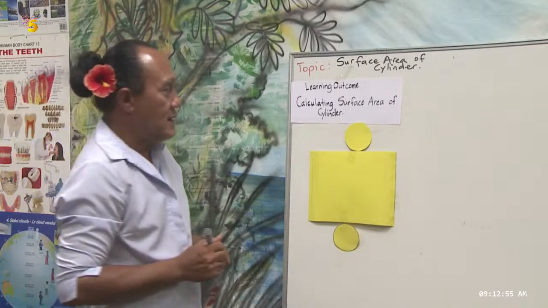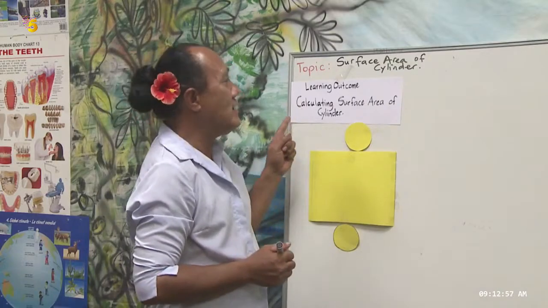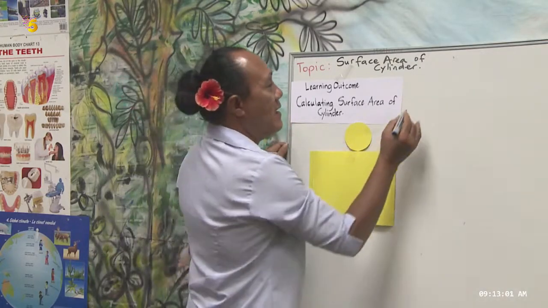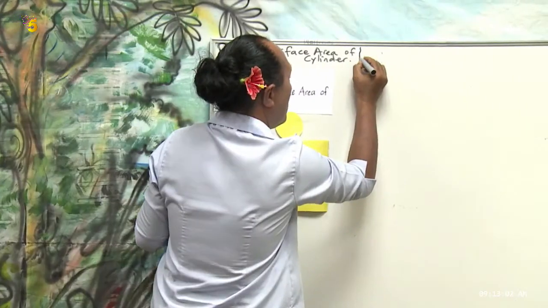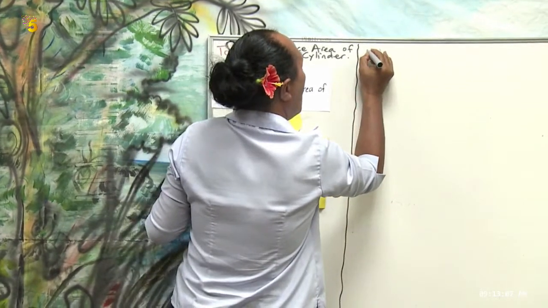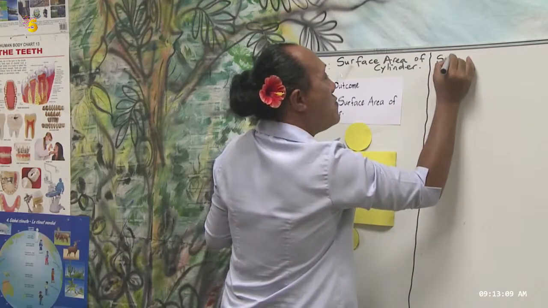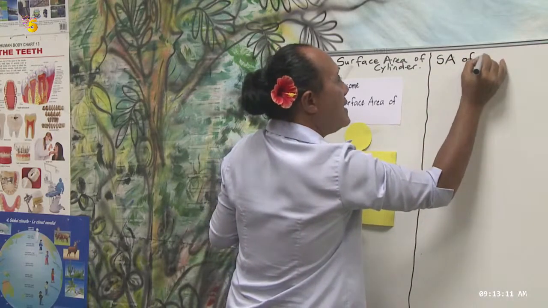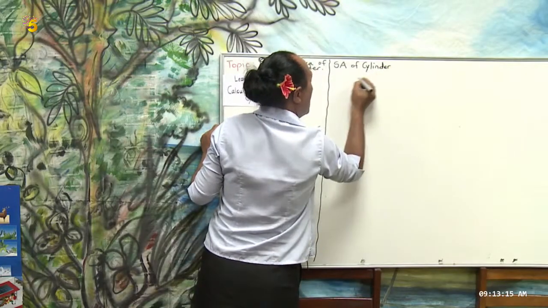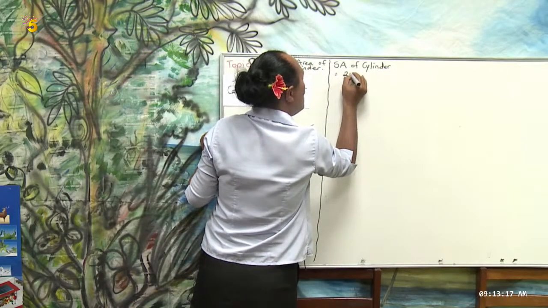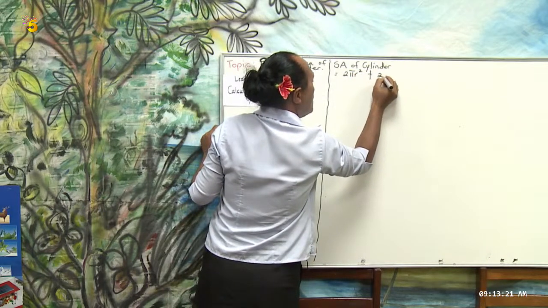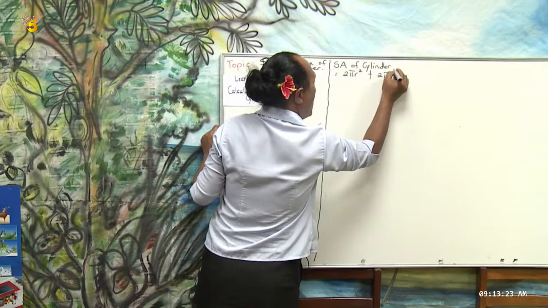Year 8 students, the formula for finding the surface area of the cylinder, we use the formula: surface area of cylinder is equal to 2 pi r square plus 2 pi rh.